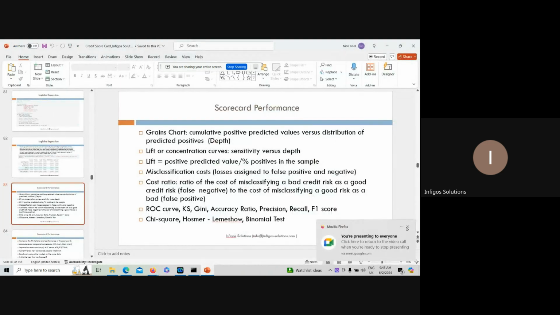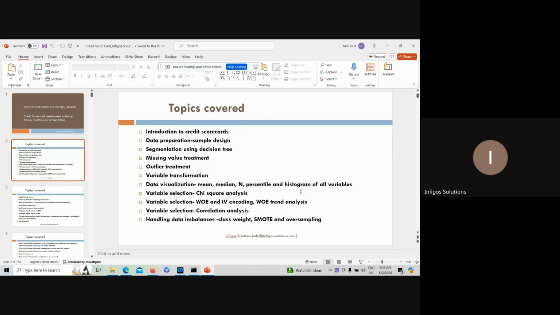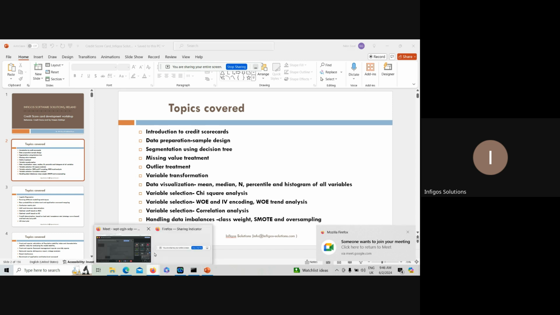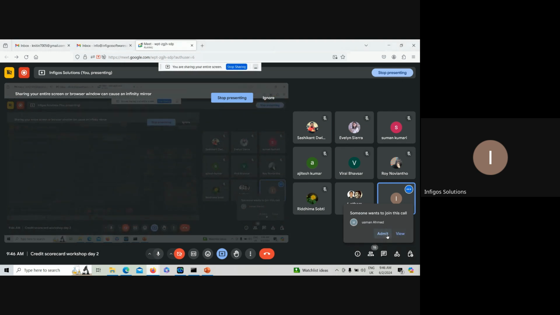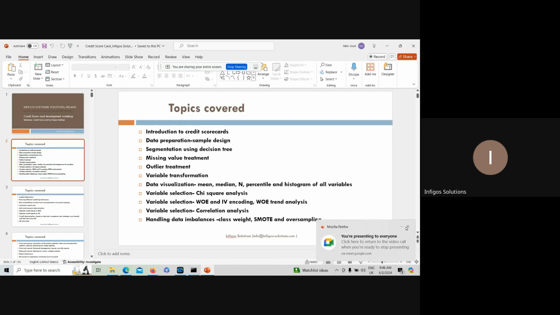Okay. Recap from yesterday. What we did yesterday, we discussed the scorecard. We discussed everything about the scorecard, what they are. We saw a demo yesterday, and then we went through the sample design, various issues. And then we discussed segmentation. After that, we talked about missing value treatment. Then we talked about outlier treatment.